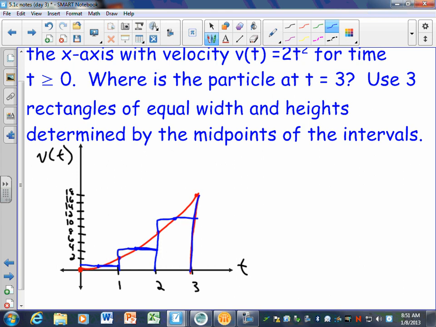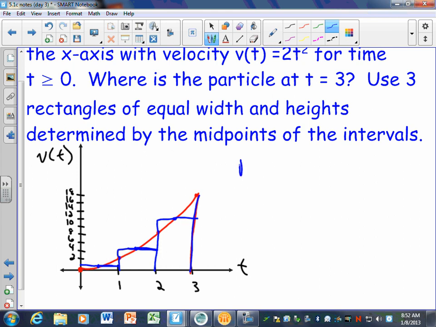3 rectangles, so that's how I knew to make 3. And then I use the height determined by the midpoint of each one of those. And now what I want to do is find the area of those rectangles, and add them up. Because if I take the area of this rectangle plus the area of this rectangle plus the area of this rectangle, do you agree that's going to give me a pretty close estimate to what the area is? It's not perfect. It's not the exact area, but it's going to give me an approximate area.